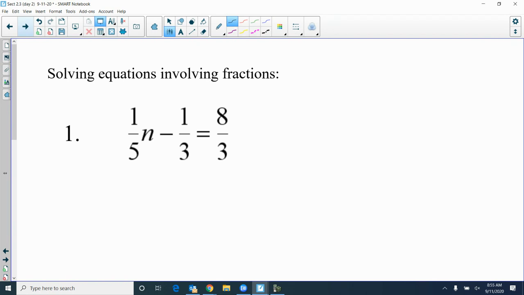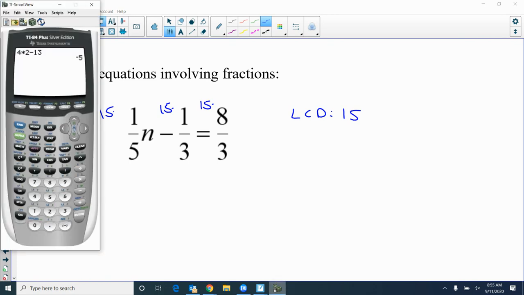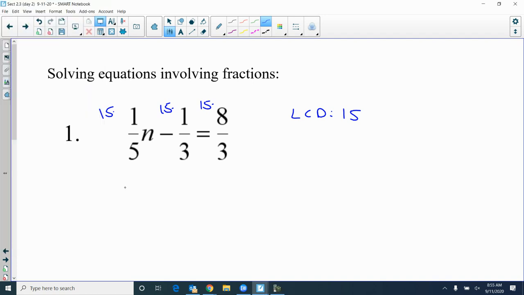Take your least common denominator, which is 15, and we are going to multiply each piece of the equation by 15. So what is 15 times 1/5? If you do this right, it'll give you a whole number. 15 times 1/5 is 3. So this becomes 3n minus, what's 15 times 1/3? 5.